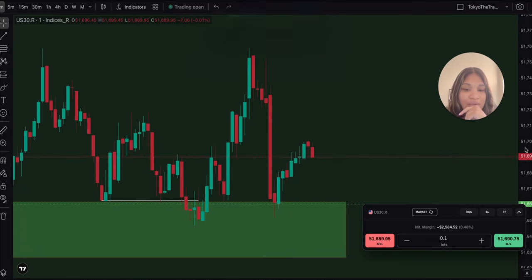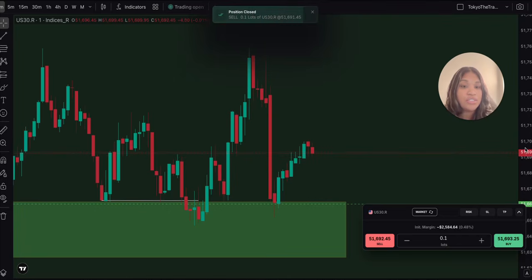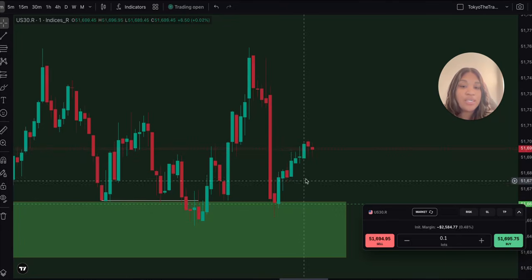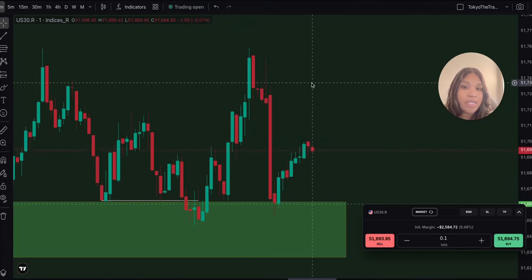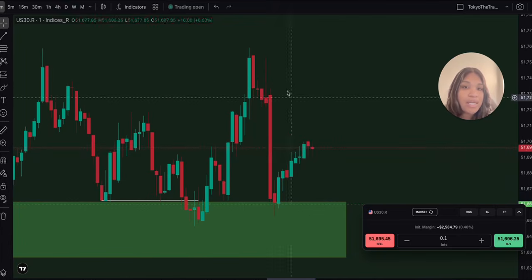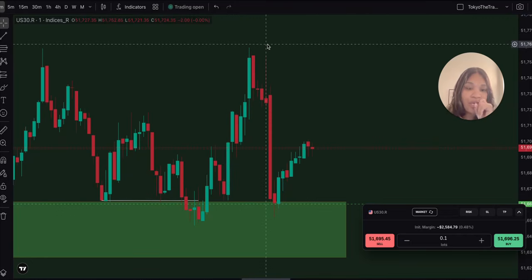Did it take us out? Okay, so we closed with $257. That's a win, and that's only if you decided to trail the SL. If you decided that you were just going to leave your SL here at the bottom and you wanted to see price through, maybe filling in the rest of this imbalance, maybe targeting these highs, you can do that as well.